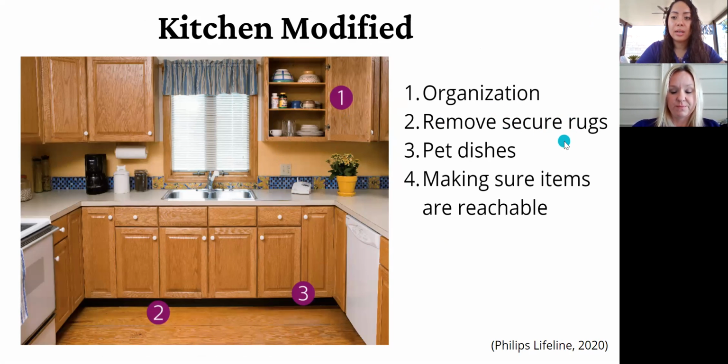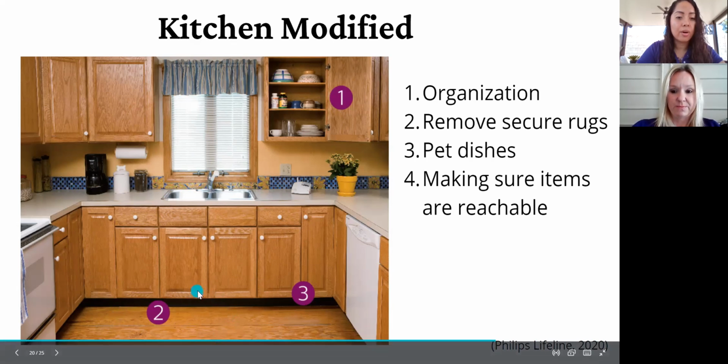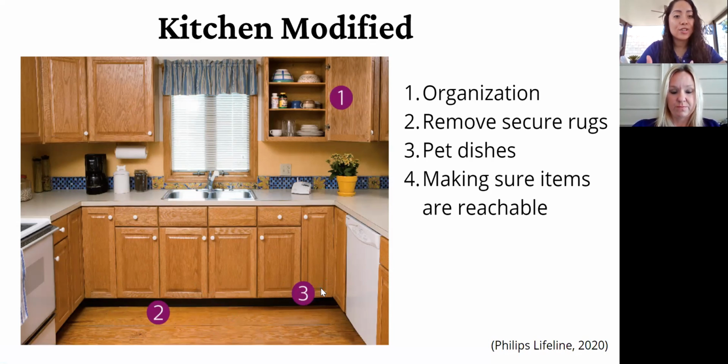Removing unsecured rugs here. So obviously using a non-skid mat would be recommended. Pet dishes should be placed somewhere else where you won't trip over them, since you may not remember that the pet trays are there by you while you're washing dishes and so forth. And just making sure items are reachable. So that's an important factor as well.